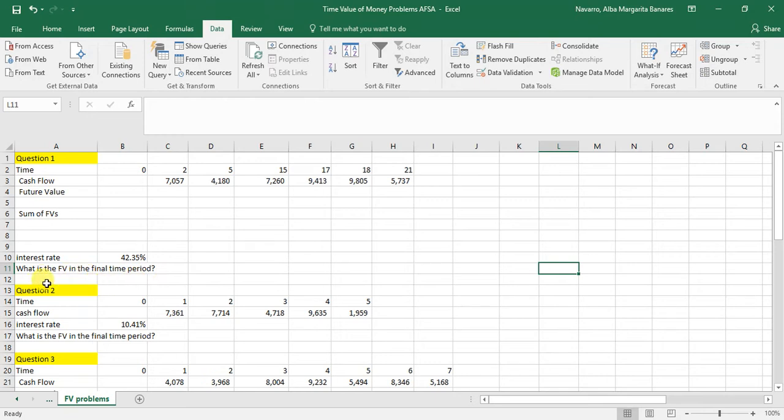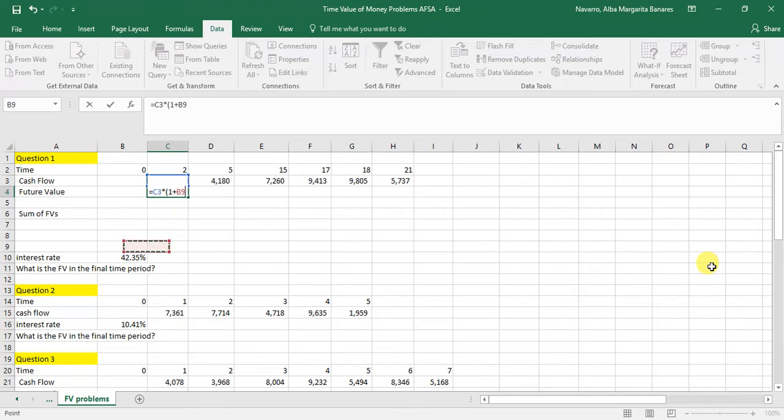So what it's asking us for is what all these cash flows summed up are worth in the final time period. So to calculate future value, plug in the future value formula. So equals our cash flow times, for present value it's divided. Now since we're looking at future value, it's multiplied. 1 plus our interest rate, freeze the interest rate, to the power of, we're not going to use 2 because that would mean it's only compounding for 2 periods, but we know that it has up until the 21st year, so we know that it's going to be compounding for 19 periods.